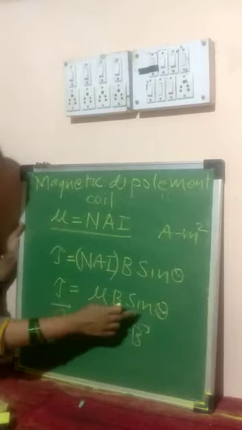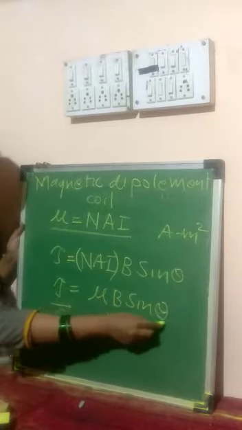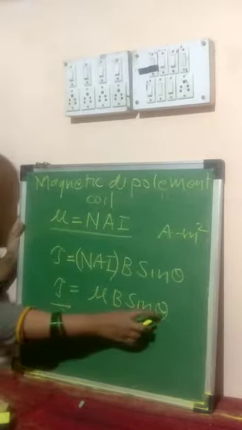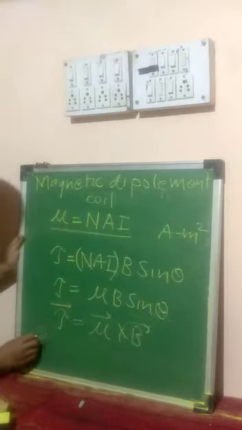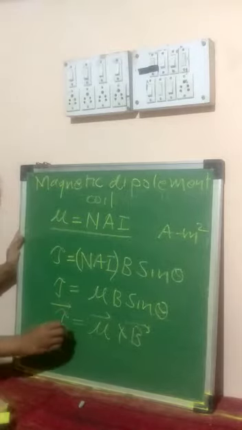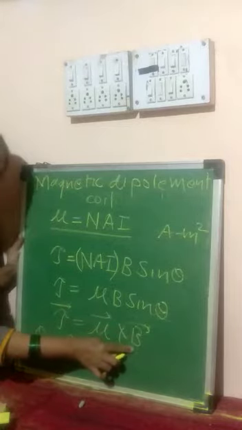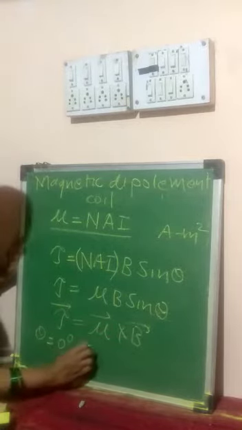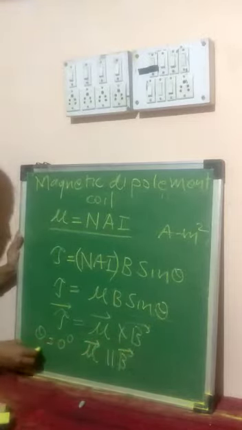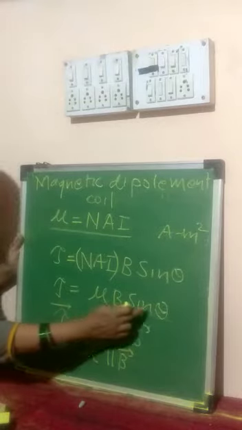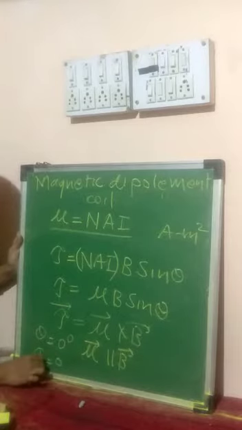From that, I can concentrate on the maximum and minimum torque by putting certain conditions on theta. Theta is the angle between mu and B. If theta is 0 degrees, the direction of the magnetic dipole moment is parallel to the magnetic field, so the angle between them is 0. At that time, sine of 0 is 0, and therefore the torque becomes 0, which is the minimum torque.